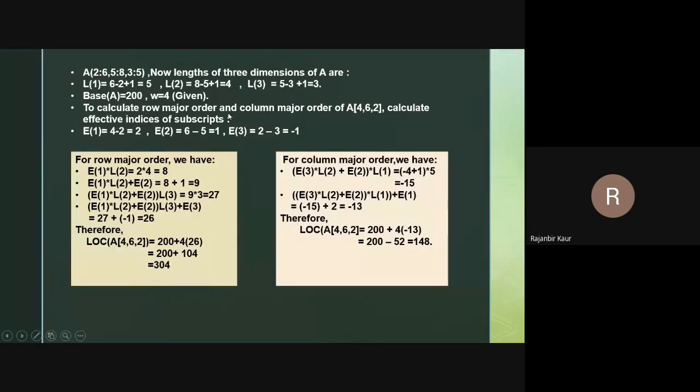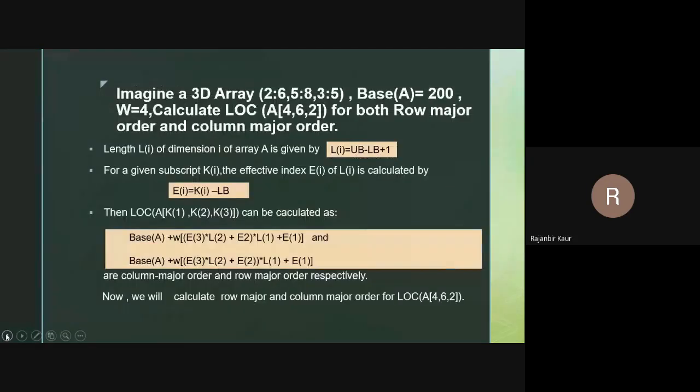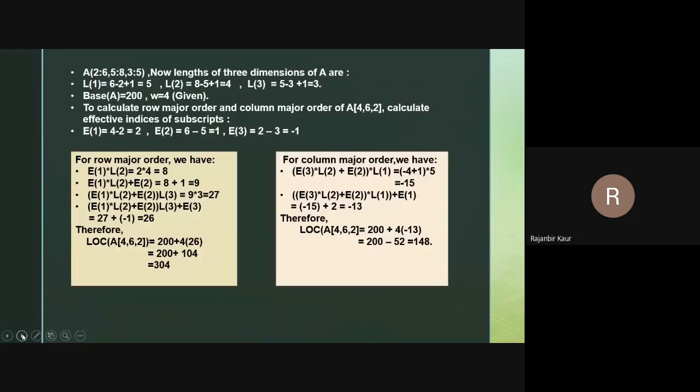Now, to calculate row major order and column major order of a three-dimensional array, we also have to calculate the effective indices, which I have also stated in the previous slide. They are calculated by the formula K minus lower bound. And now here we have K is equal to 4. Therefore, 4 minus 2, as the lower bound for this dimension is 2. And similarly for E2, 6 minus 5, and for E3, 2 minus 3, as here it is 2, and the lower bound for this is 3. Therefore 2 minus 3 is minus 1.